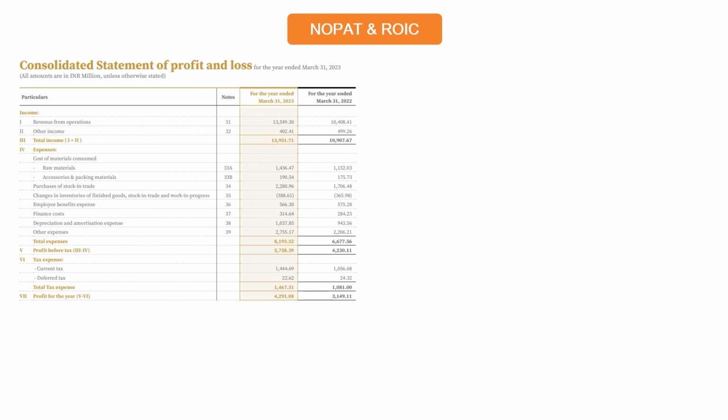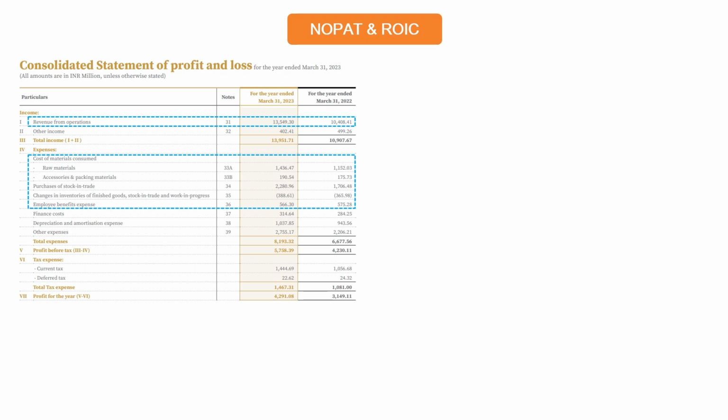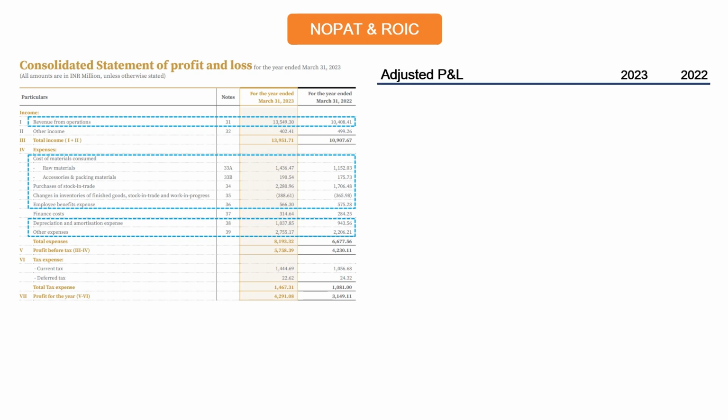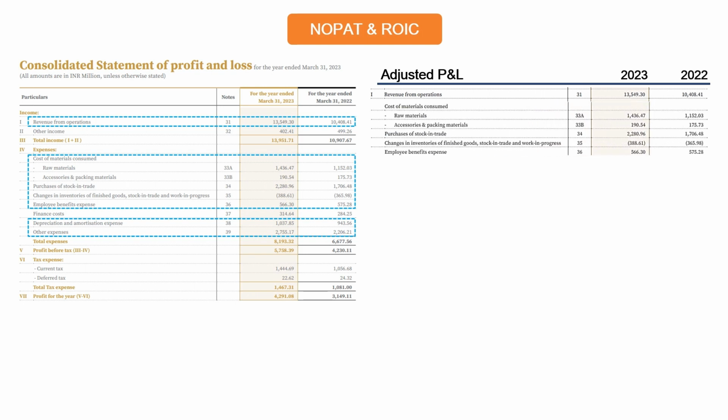To calculate NOPAT, we'll need EBIT. To calculate EBIT, there is a statement of profit and loss. From profit and loss, we need revenue from operation, and we need cost of material consumed, purchase of stock, changes in inventories, employee benefit expense, depreciation and amortization, other expenses. So now let's see the adjusted P&L. First, revenue from operation. Now, cost of material consumed, purchase of stock in trade, changes in inventories of finished goods and stock in trade, employee benefit expense, and depreciation and amortization expense and other expense. If we adjust all of these, we'll get EBIT.